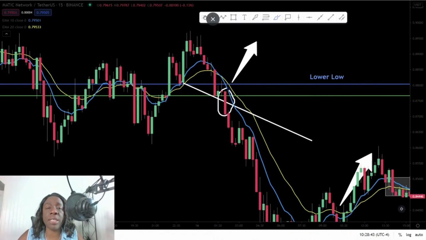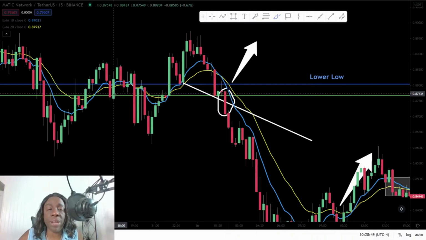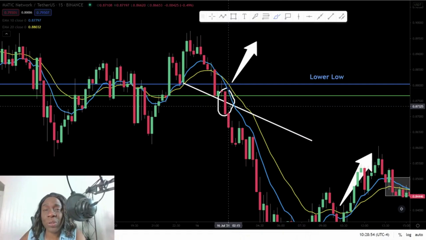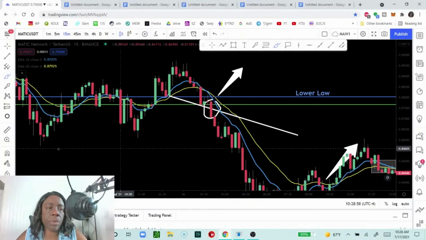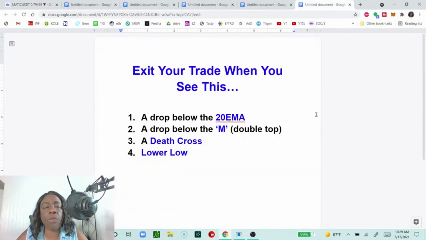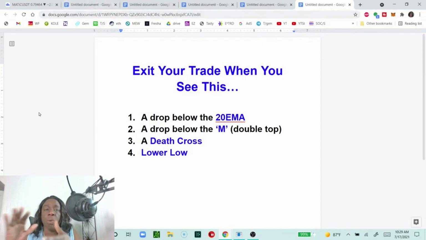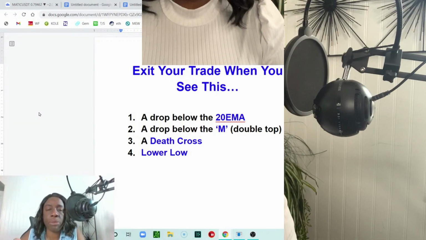Price action has broken below the green level. It's created a lower low. You want to be out of the trade. And that is it, folks. That is it. 4 reasons why you want to be out of your trades whenever you see these 4 telltale signs. Now there are more, but I just wanted to home in on these ones because these are some of the ones that I look out for from day to day when I'm trading.